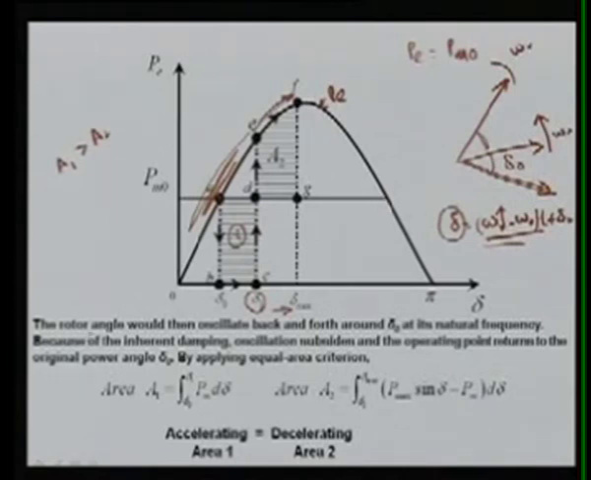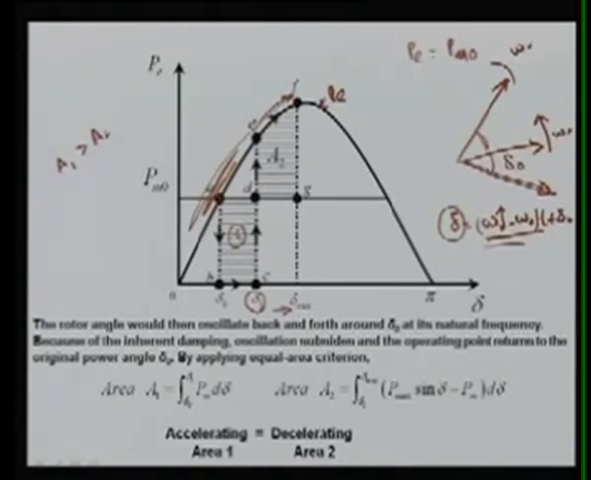So we can see the rotor angle would oscillate back and forth around this point, at its natural frequency. Because of inherent damping in the system, the oscillations subside and the operating point returns to the original power angle delta naught, that is at point A.